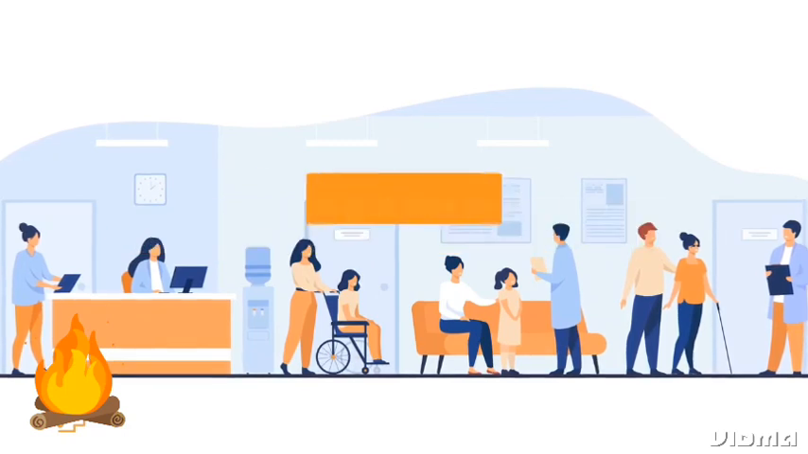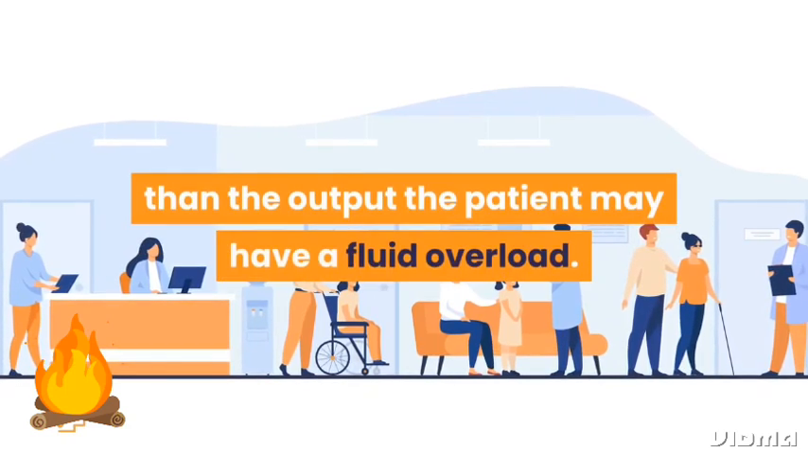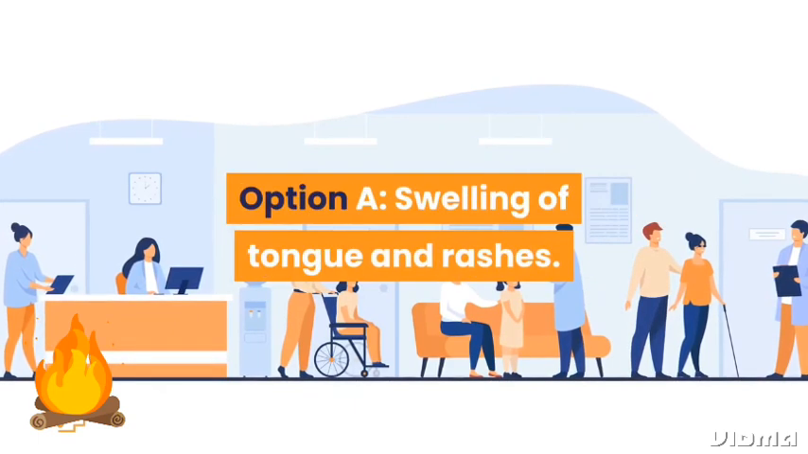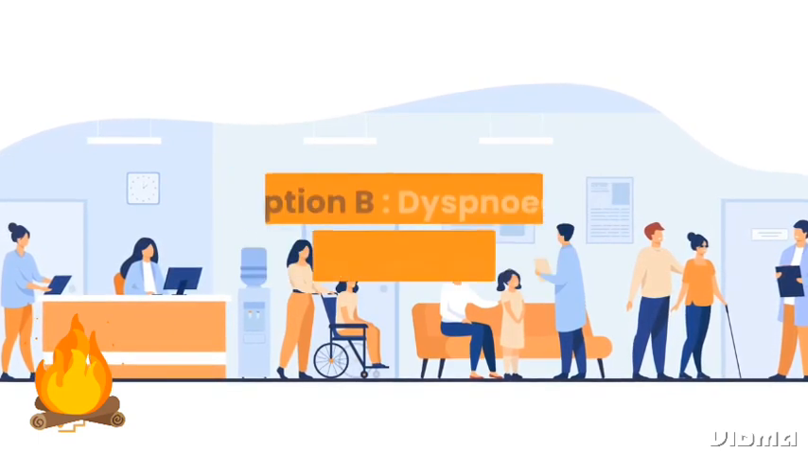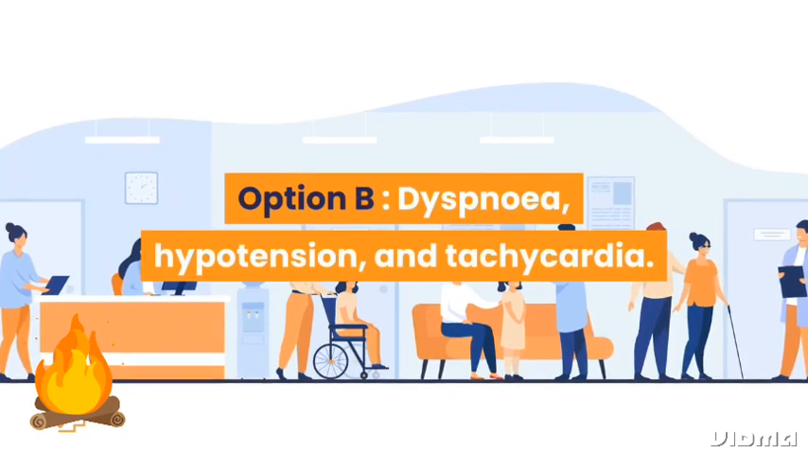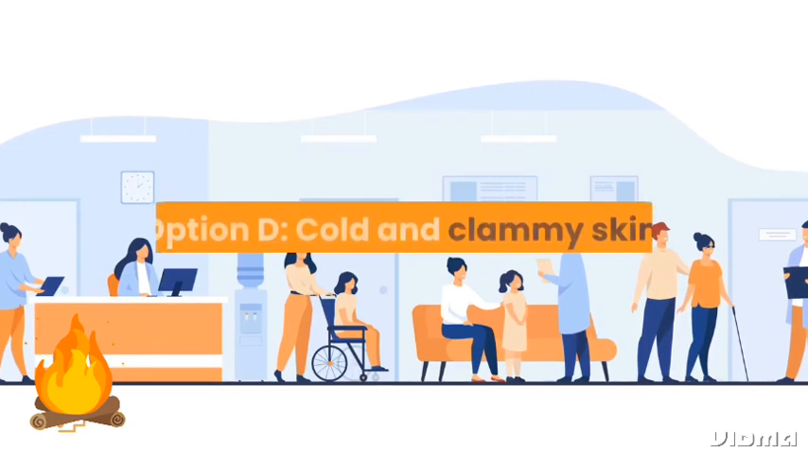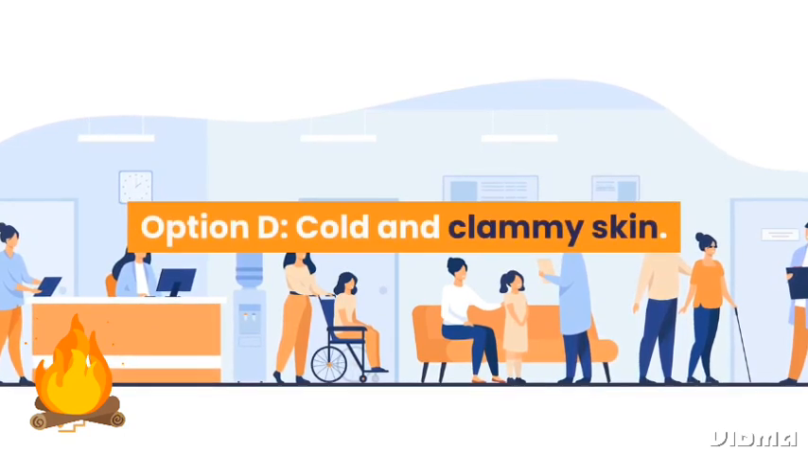Question 3. Choose the accurate signs of anaphylaxis. Option A, swelling of tongue and rashes. Option B, dyspnea, hypotension, and tachycardia. Option C, hypertension and hyperthermia. Option D, cold and clammy skin.